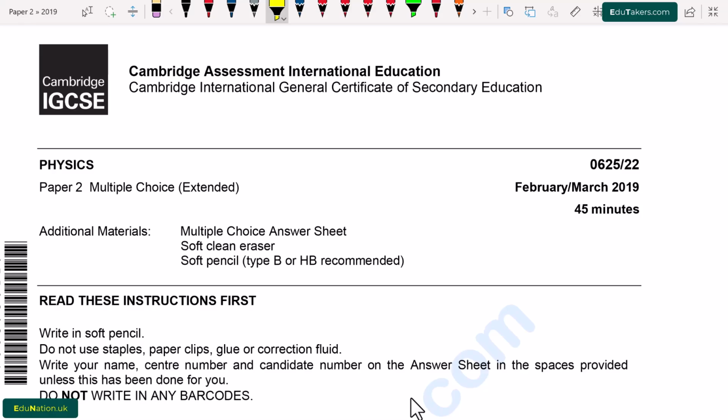Today we are going to solve Cambridge IGCSE Physics Paper 2 Multiple Choice Extended, held in February-March 2019, and the paper code is 0625 with variant 22. So let's start from question number 1.